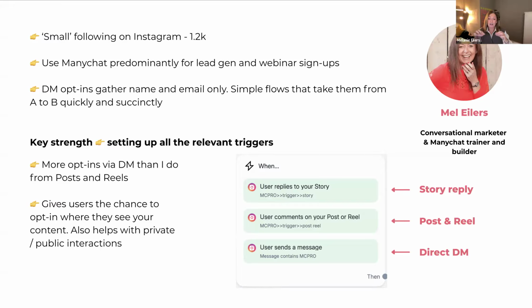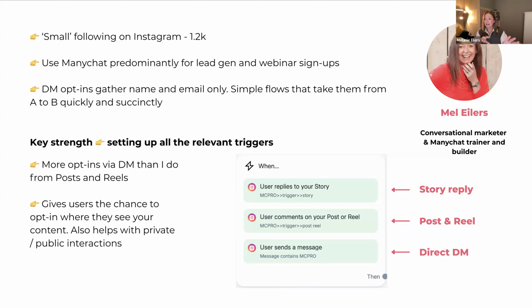The key strength in my chat marketing strategy via Manychat is setting up all the triggers. And I highly recommend that you guys do this as well. I'm going to tell you why. It gives users the chance to opt in where they see your content.